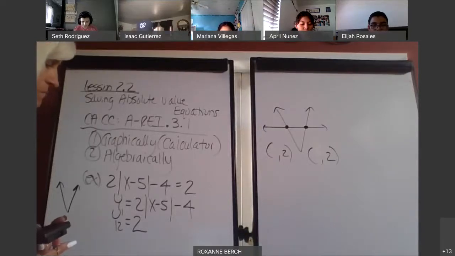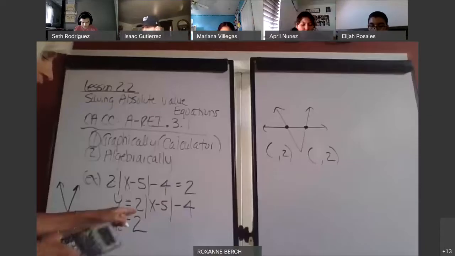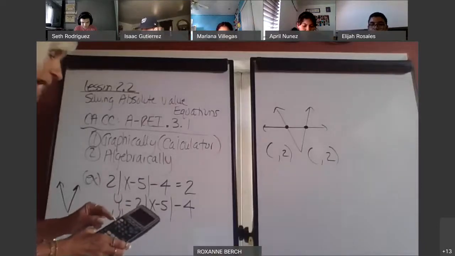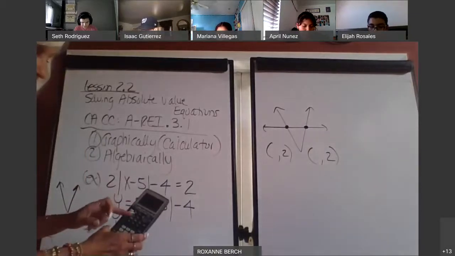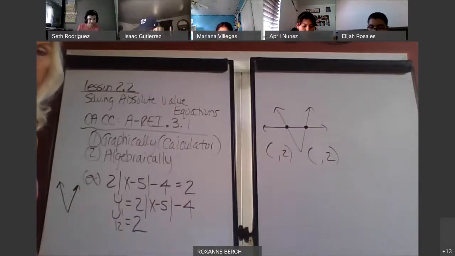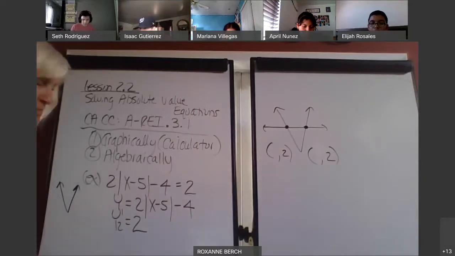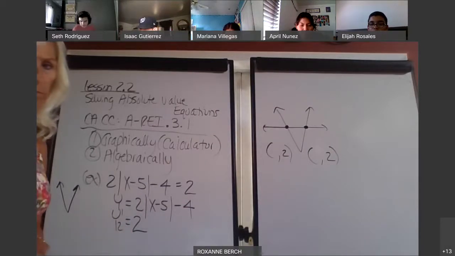So first we hit the Y on the top left, and then we hit math? No. You hit the Y on the top left and put in 2, then go to math and pick ABS for absolute value, and then put in X, which is next to the alpha key, minus 5, close parenthesis, minus 4. Then you use the arrow key and go to Y sub 2 and put in 2.